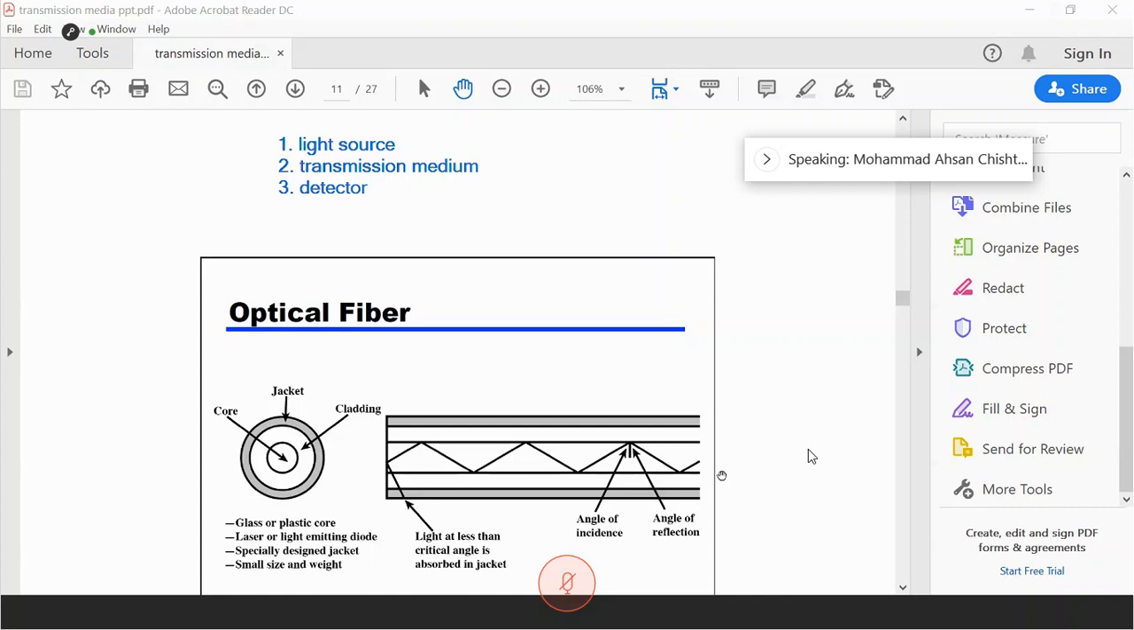And we can have different rays bouncing around at different angles. If we can pass many rays within the same fiber, each ray would have a different angle. What we call each ray would have a different mode. So we'll call this a multi-mode fiber.